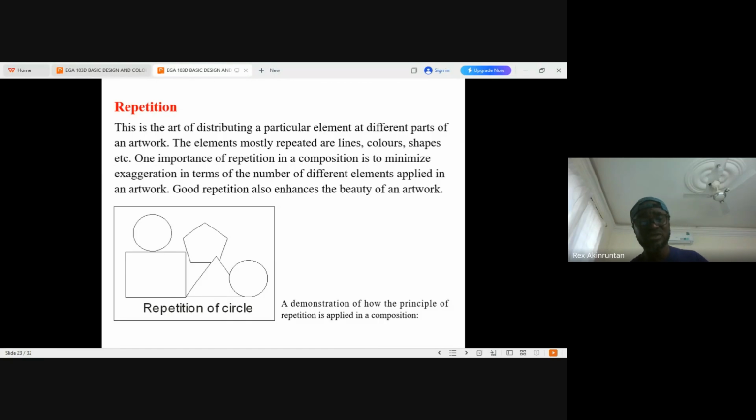It's also another form of repetition, and it gives an interesting appearance in an artwork. So basically, that is what repetition is. And this is an image example showing two circles, and you can see how it's distributed. Unlike the rhythm one, they can be in different locations, but the same circle has been repeated in the design.